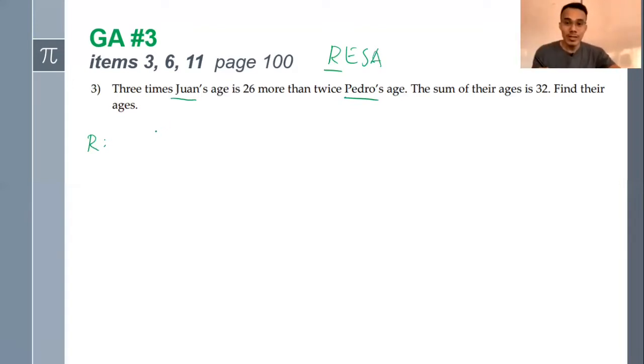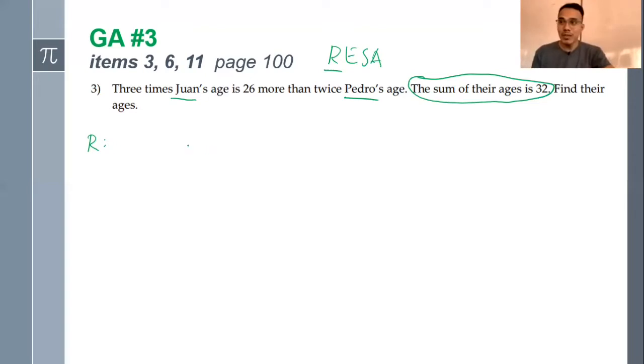So ganito yung grade 7, not necessarily nasa first sentence manggagaling ang representation. If the first sentence is quite complicated for you, then try to proceed to the second sentence. The second sentence is the sum of their ages is 32. I think it's better if we are going to start from this statement.